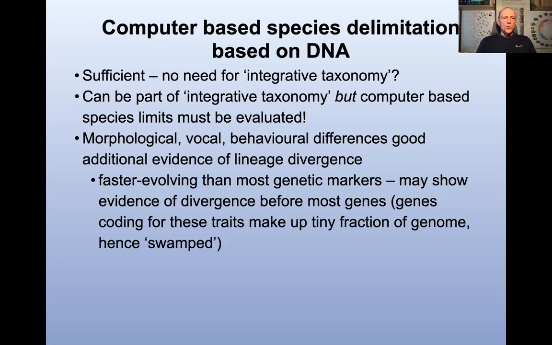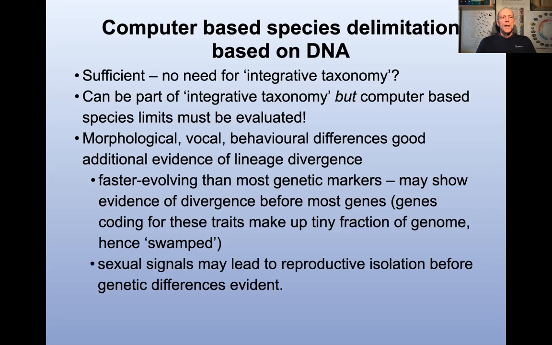And also the genes coding, for example, some slight morphological traits, they make up just a tiny, tiny fraction of the genome. So they become totally swamped if you sequence a large part of the genome. And also sexual signals, which are important for reproductive isolation, can evolve rather fast, long before they become evident in the genomes of these birds.